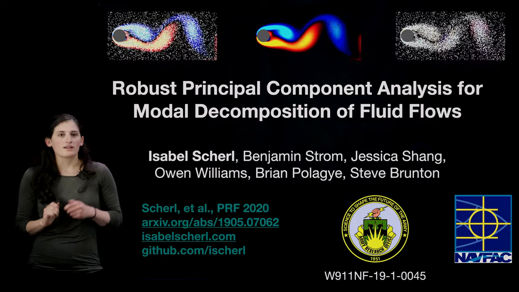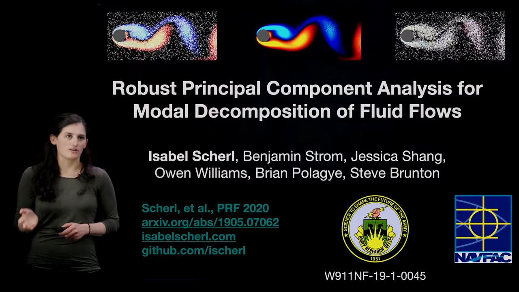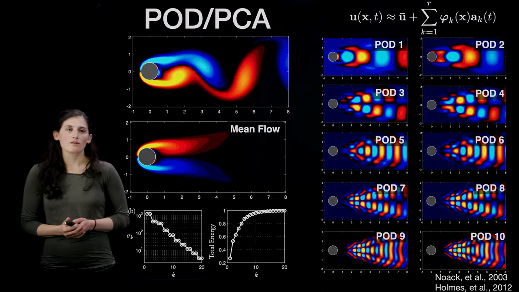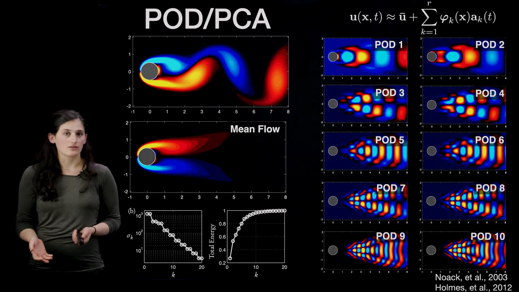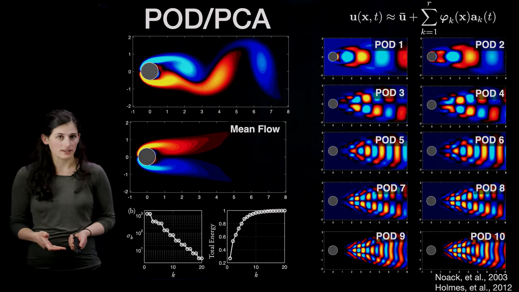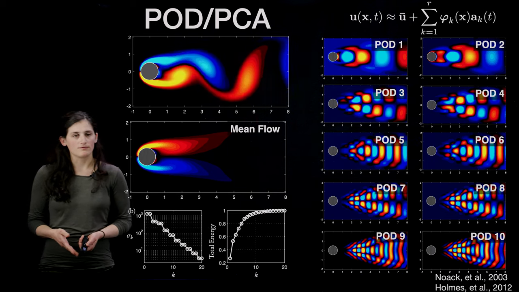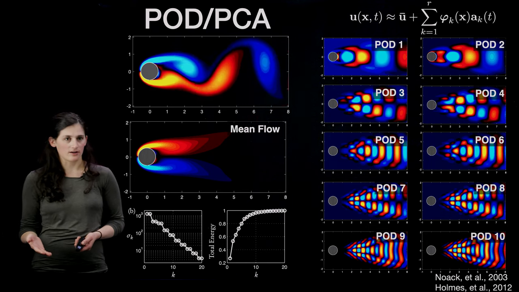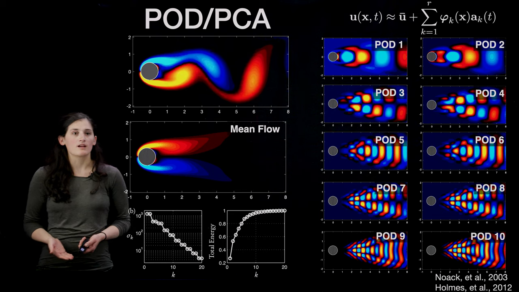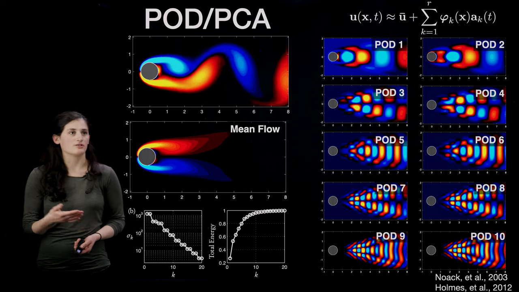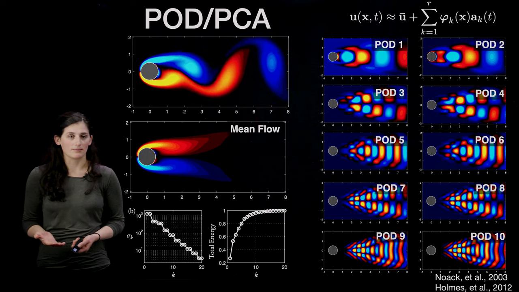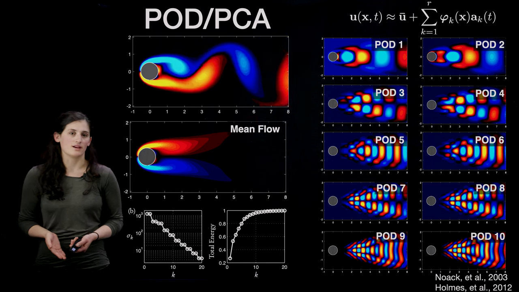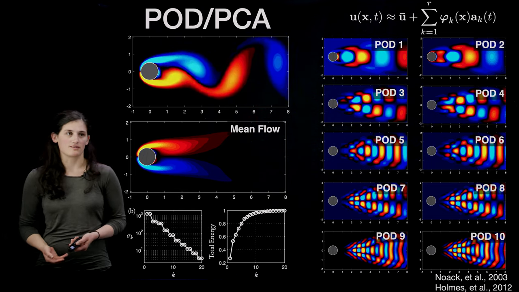Breaking down this title, because it's quite a mouthful, I'm going to start with the principal component analysis, or PCA, aspect of this work. Principal component analysis, also known as proper orthogonal decomposition, or POD, will take a flow field or a data set and decompose it into a set of modes. These modes are ordered hierarchically in terms of how much energy they possess. For this canonical cylinder flow field, which is often used as an example, it is an efficient representation of the flow field because 99% of the energy associated with this flow can be represented in the first 10 modes.